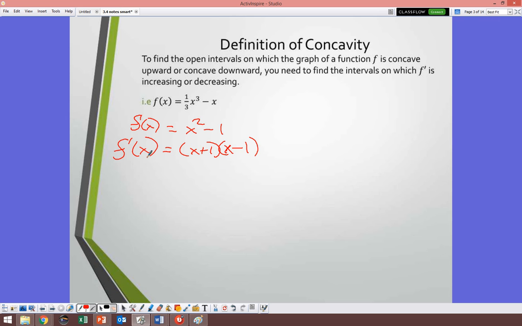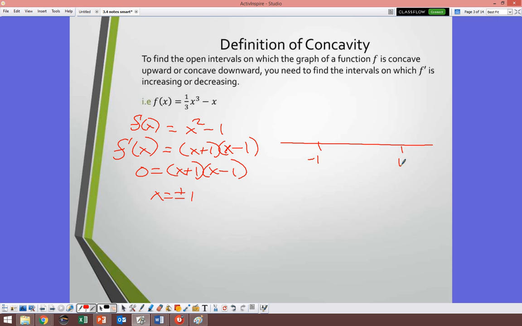Okay, so we have the derivative, and why did I want to factor that? Because we can find our critical points. So set it equal to 0, for x plus 1, x minus 1. So x equals plus or minus 1. So I have negative 1 and positive 1.